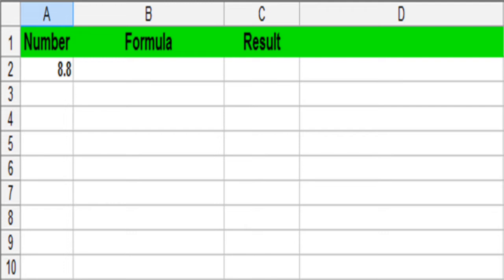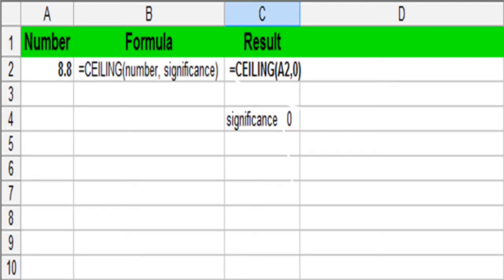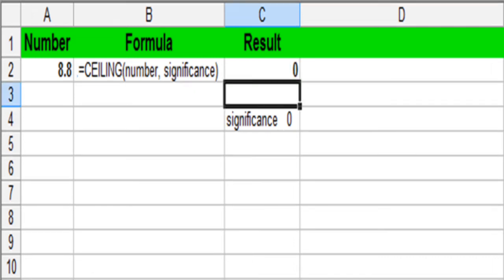Number 8.8. Significance 0. Formula: equals CEILING(A2, 0). Press enter. Result 0.